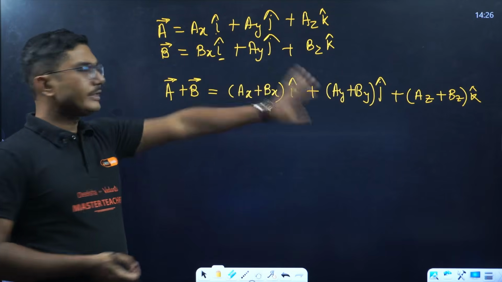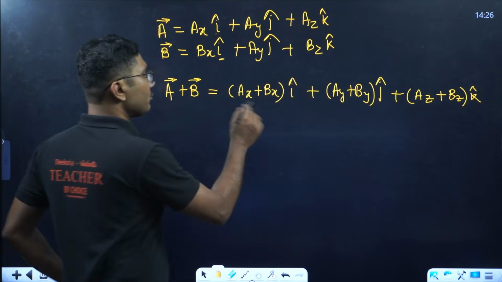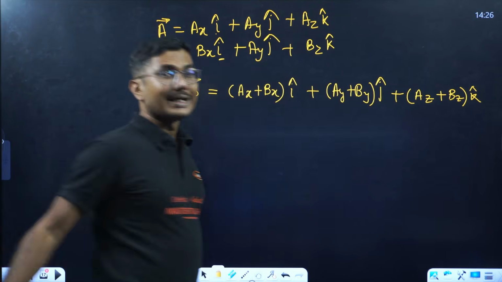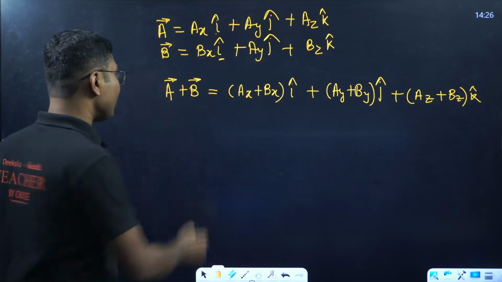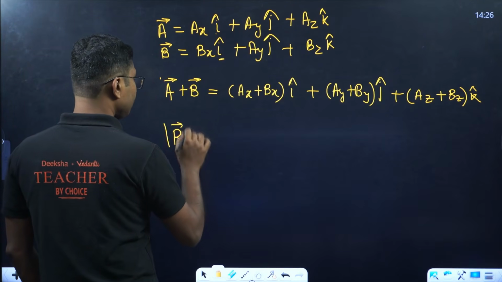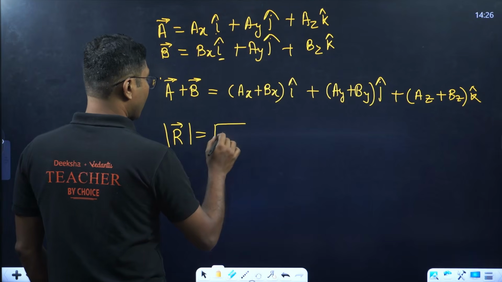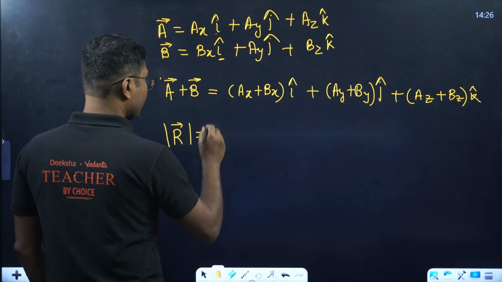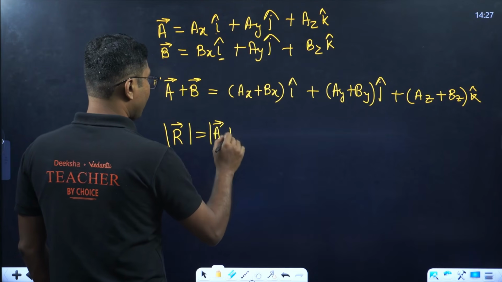Okay, now once you get this value, suppose this value is 2, this is 5, this is 7, then how do you find the exact value of the resultant? If you try to find the resultant vector, that will be the modulus of a plus b.